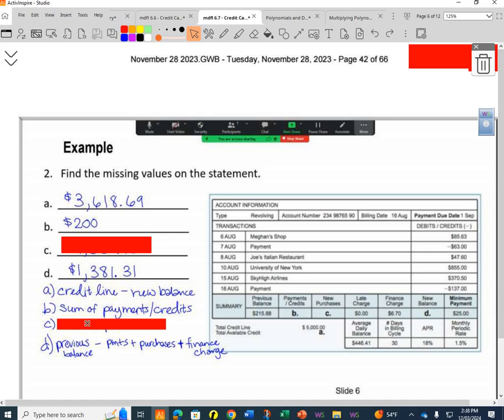And then C, see here the new purchases. You just add up the new things on this bill. If you add 65, 63, 47, 60, 855, and 370.50, the new purchases are $1,358.73. Remember, you can pause to catch up there.